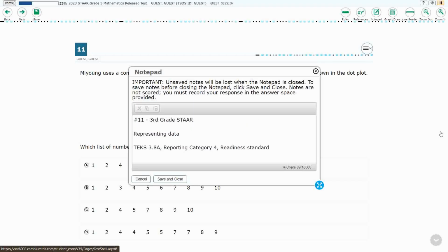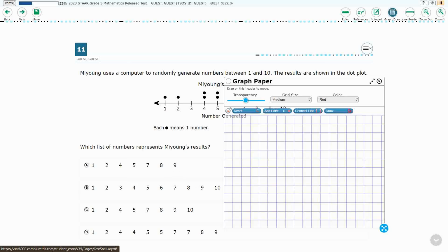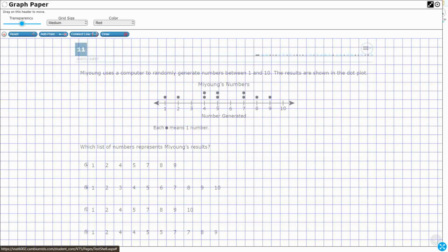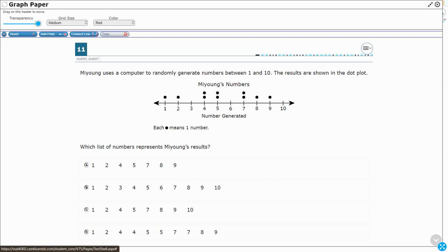For number 11, we are representing data. This is Readiness Standard 3.8a in reporting category 4. So we have a dot plot here, and we simply need to find the list of numbers that this dot plot represents. All right, so the easiest way to look at this is think of it like a number line and a bar graph are mixed together.